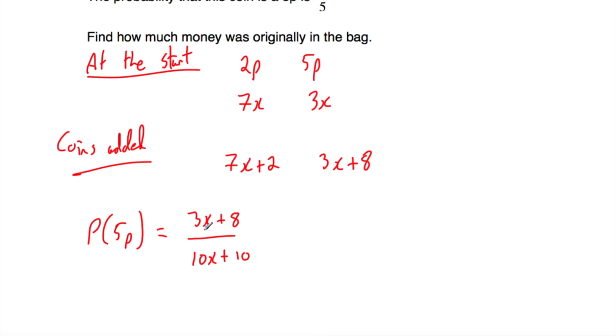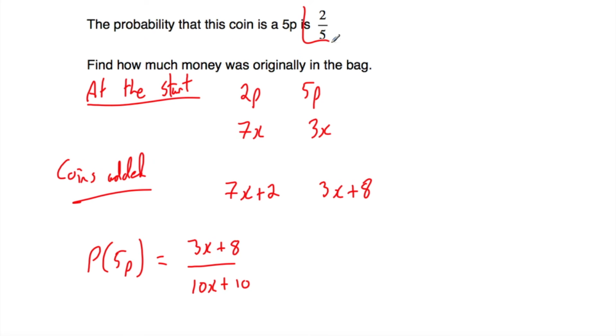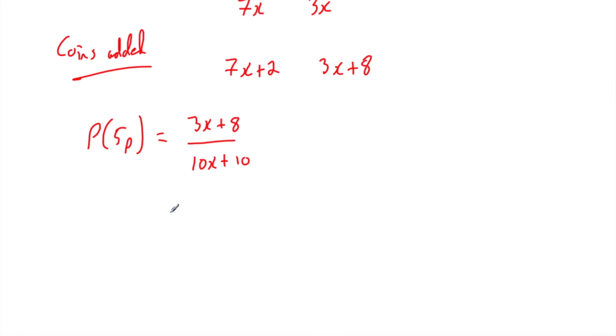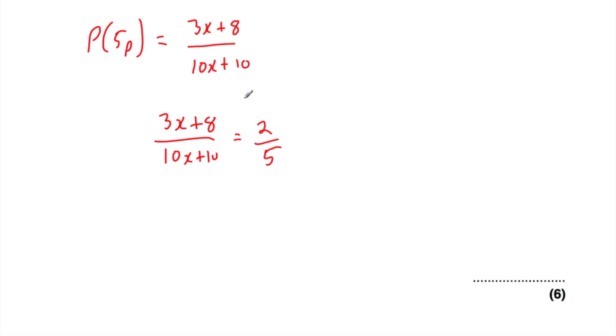We've now got an expression for the probability of a 5p coin, but we're also told that that's equal to 2/5. So hopefully now we can solve this equation and find out what x is, because we know that 3x plus 8 over 10x plus 10 is equal to 2/5. And if we solve this equation, we can find out what x is. Okay, so we're now going to solve this equation.